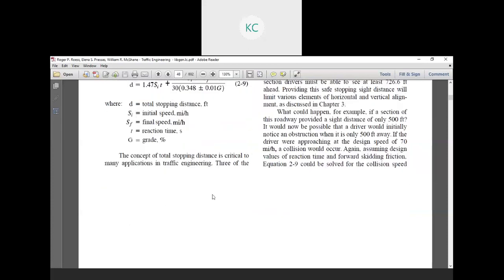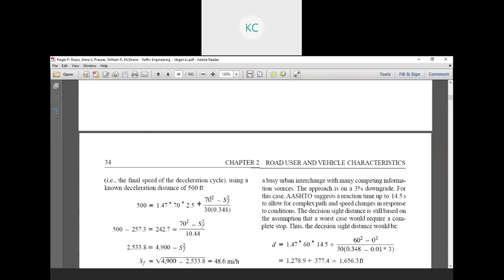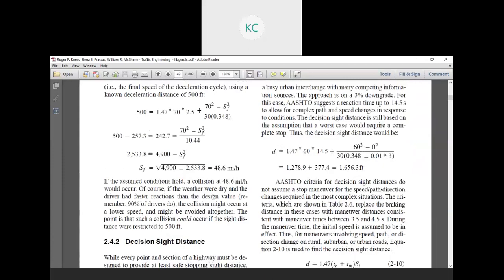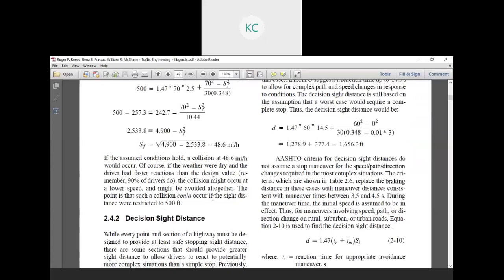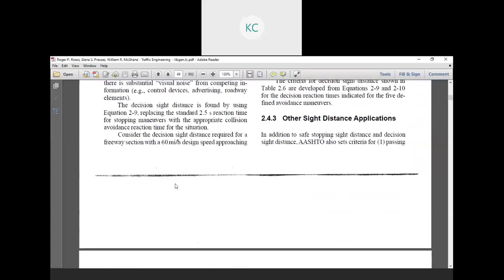So here we conclude our first chapter, the introduction of traffic engineering, as well as a basic introduction of the road user characteristic and the vehicular characteristic. In the very next lecture, we will start our new chapter on traffic volume count and the different methods available to take a vehicle count in traffic studies. So see you in the next lecture, where we will start a new chapter.